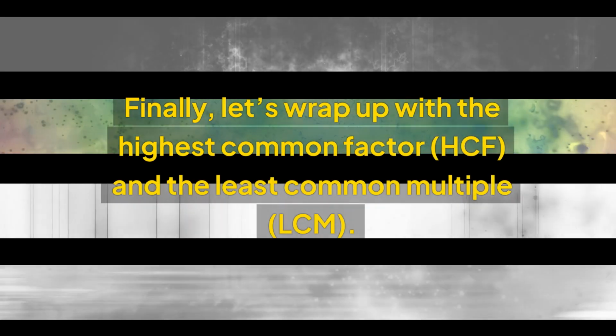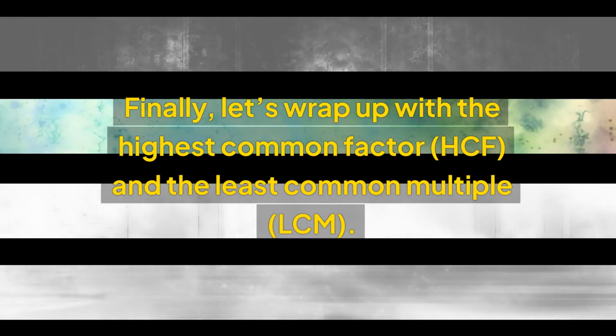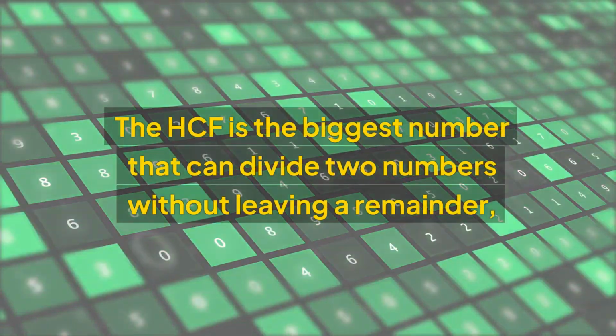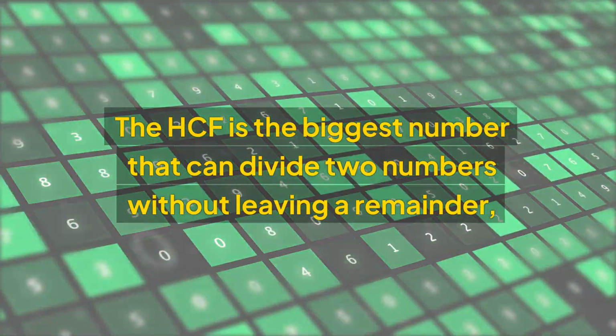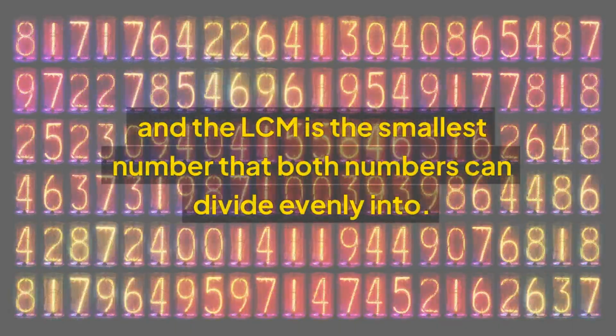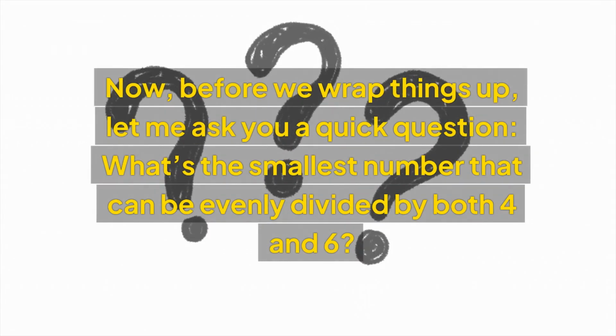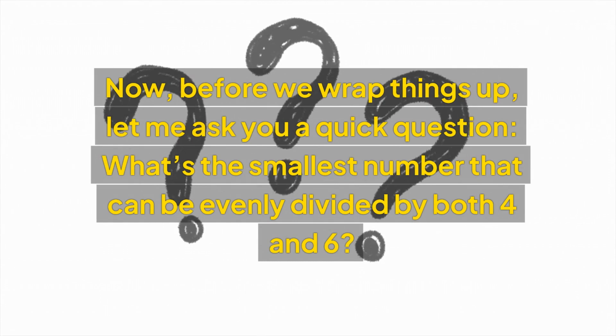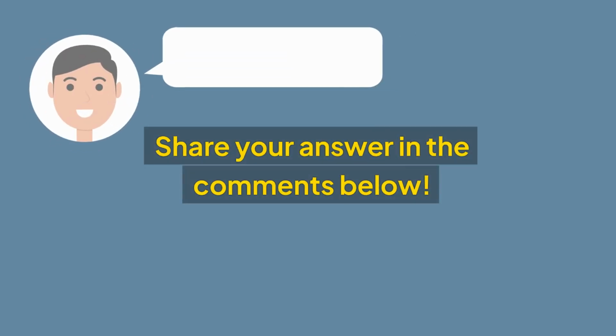Finally, let's wrap up with the highest common factor, HCF, and the least common multiple, LCM. The HCF is the biggest number that can divide two numbers without leaving a remainder, and the LCM is the smallest number that both numbers can divide evenly into. Now, before we wrap things up, let me ask you a quick question. What's the smallest number that can be evenly divided by both 4 and 6? Share your answer in the comments below.